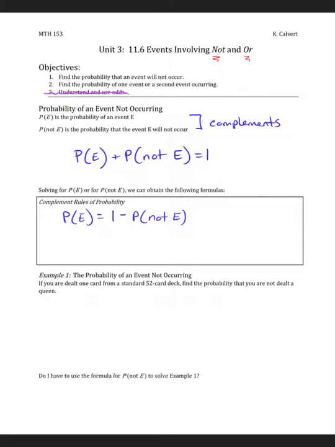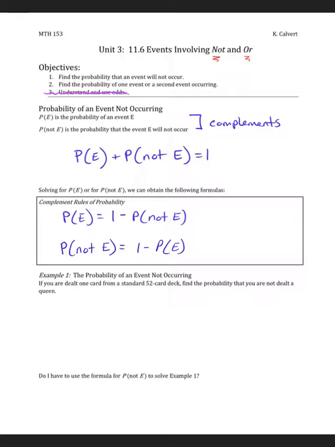And we can also do the same thing and solve for the probability of it not occurring, meaning we can take the probability of that event occurring and move it to the other side. So the probability of the event not occurring is equal to 1 minus the probability of the event occurring. Now we're going to see how we're going to use this in the next couple examples.